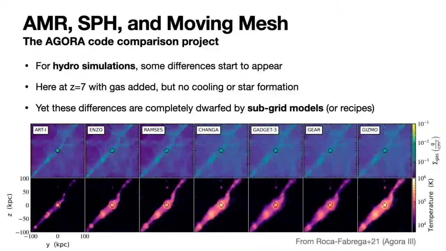If you add gas to those simulations, you start to see differences between the different codes, and the largest differences are actually between AMR, which are here, and SPH, which are here. That's due mostly to how volumes are refined differently between the SPH and the AMR methods. However, these differences are completely dwarfed by the differences that eventually come when you start to add subgrid models for star formation, for feedback, and for cooling in your simulations.